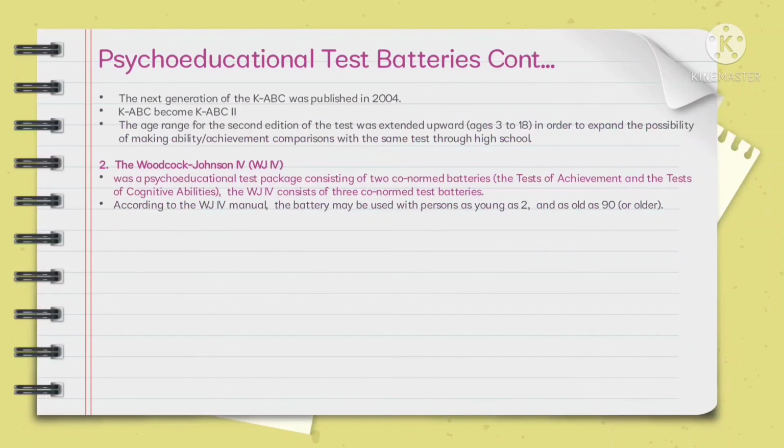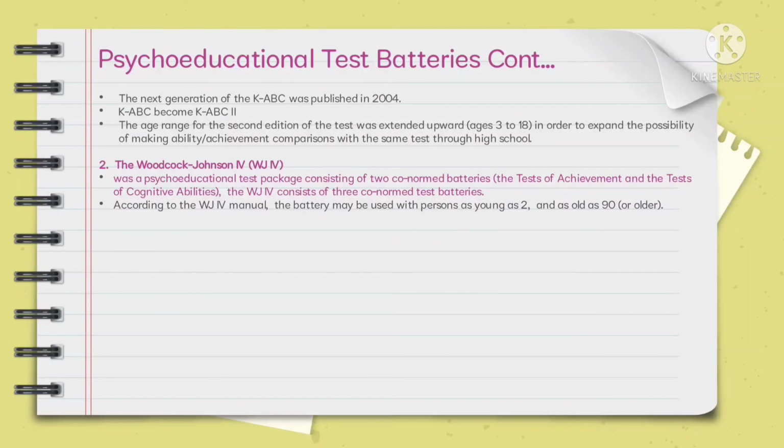Next, the next generation of the KABC was published in 2004. In the abbreviation for the title of this test, the authors dropped the hyphen between the K and the ABC and instead inserted a hyphen between the C and the Roman numeral 2. So the KABC-2. But that was only the beginning.